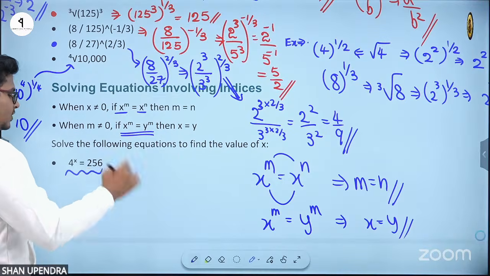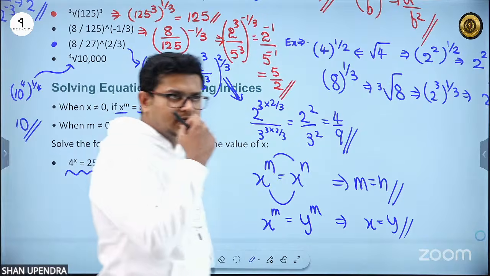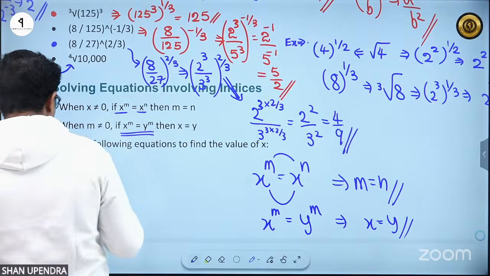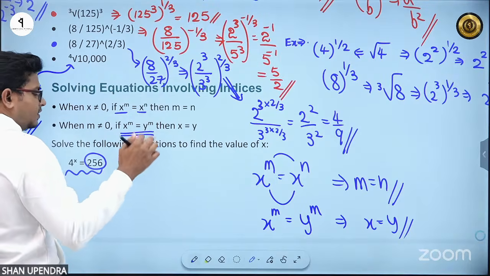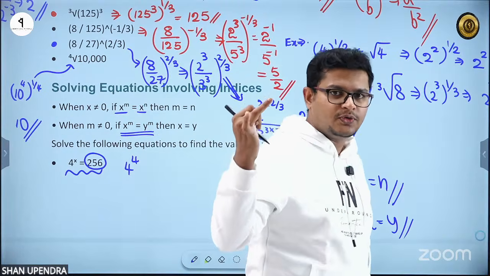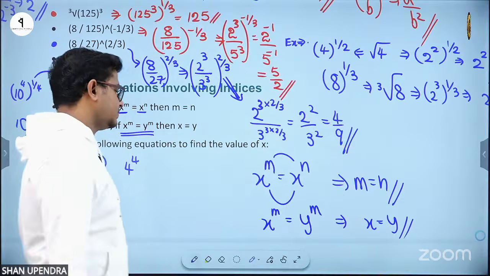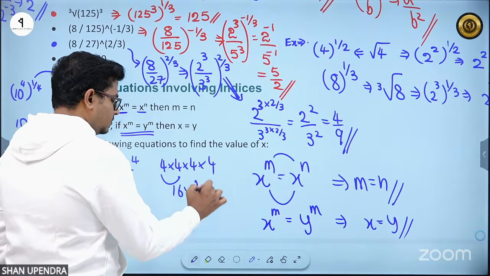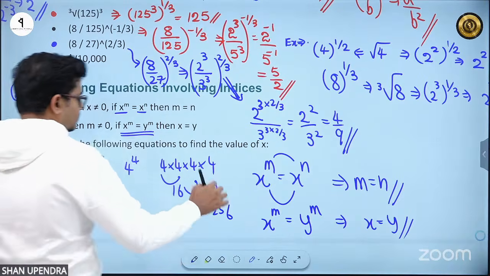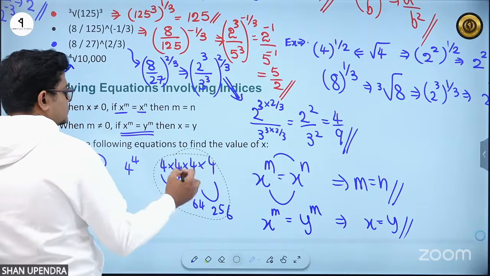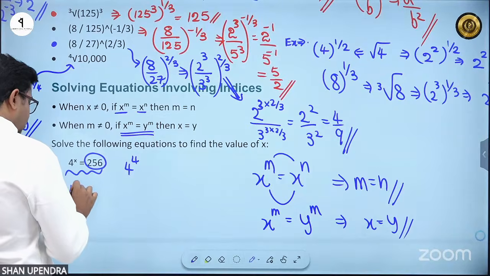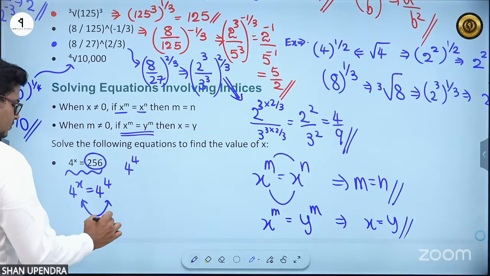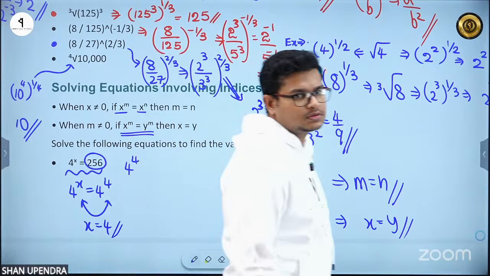Sometimes you get such questions. So what can we do here? You can see 256 is 16 squared, which means 4 to the power 4. 4 into 4 is 16, 16 into 4 is 64, 64 into 4 is 256. So then you can see here 4 to the power x equals 4 to the power 4. Since the base values are equal, the index values are also equal. x equals 4.